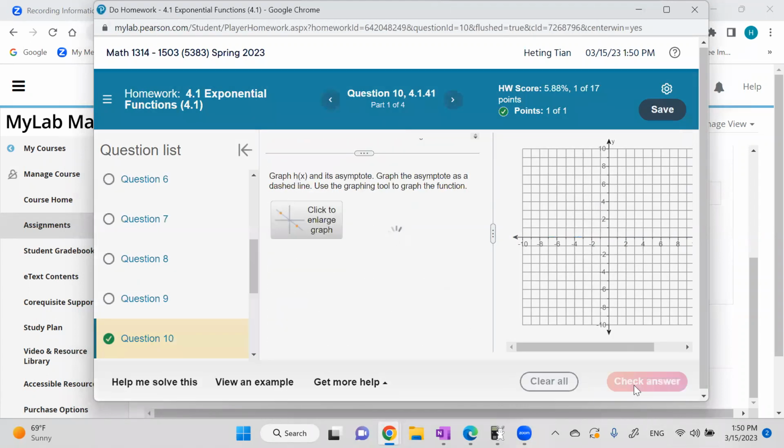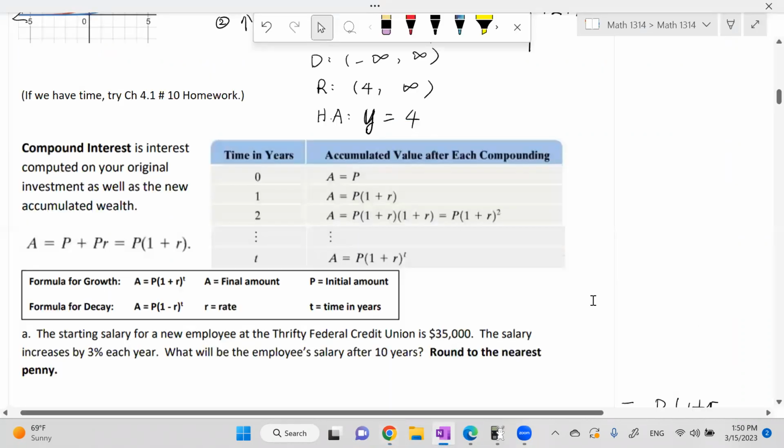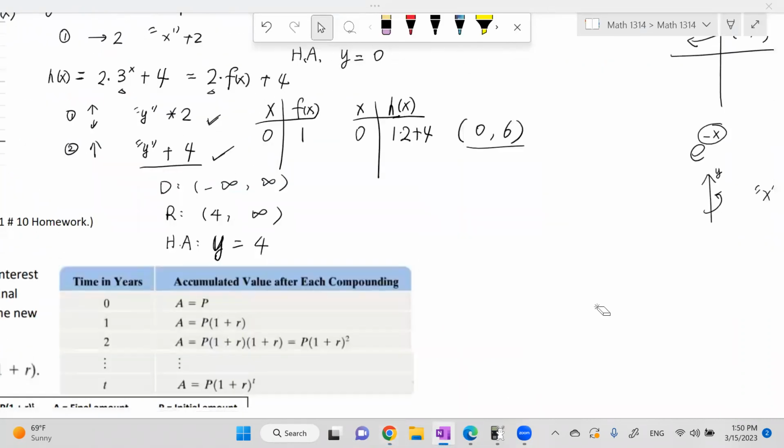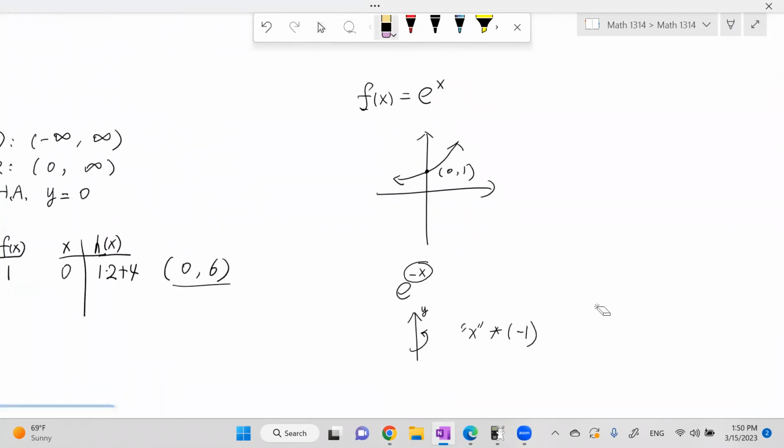Let's practice a new question. So if we have h of x equals negative e to the x, we must know that the function f of x equals e to the x has a graph like this. This is an increasing function because e is greater than 1, so it will pass through the key point 0, 1.